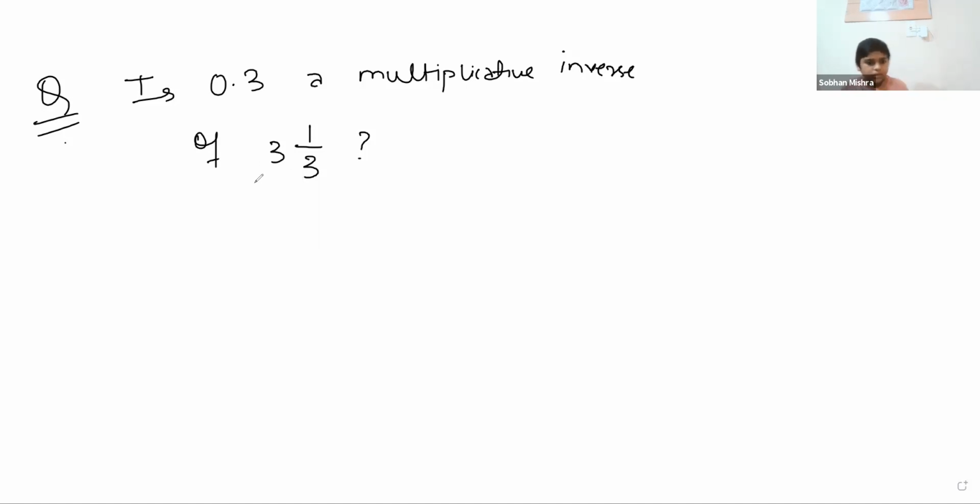I think no. Why do you think no? Because 1 by 3 is like 9 by 10 by 3, right? Okay. 0 by 3 is like 0 in the numerator and 3. Okay, if I convert this, then I am getting 10 by 3, right or wrong? Yeah.